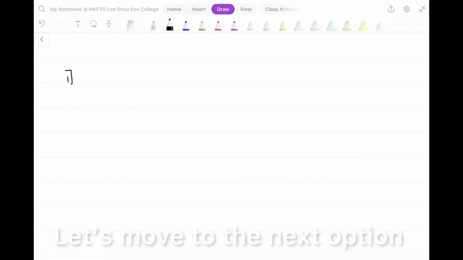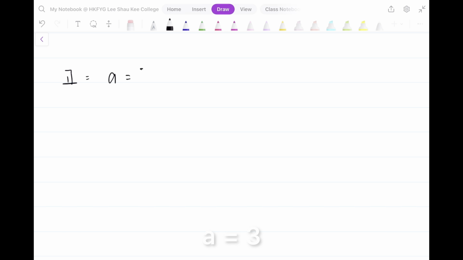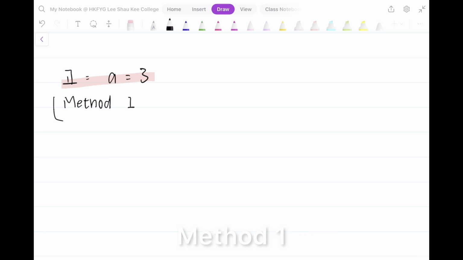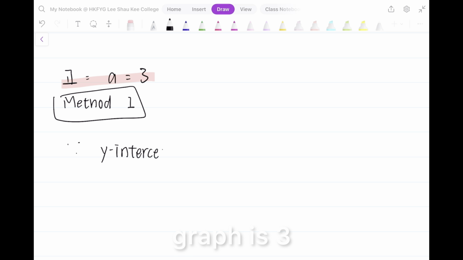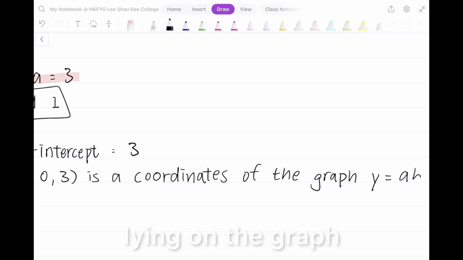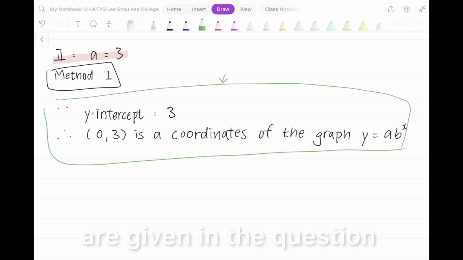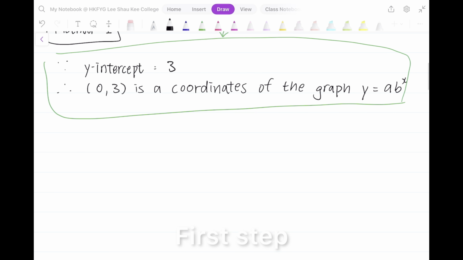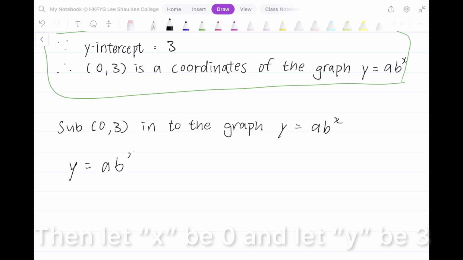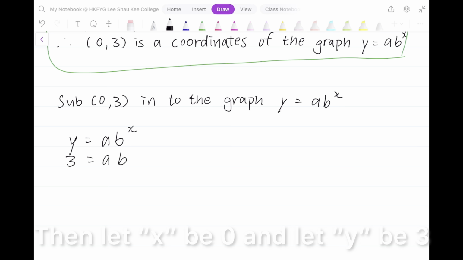Let's move to the next option. A equals 3. In this option, we can use two methods to solve it. Method 1. As the y-intercept of the graph is 3, so (0, 3) is one of the coordinates lying on the graph. This information is given in the question. First step. Substitute (0, 3) into the equation. Then let x be 0 and let y be 3.